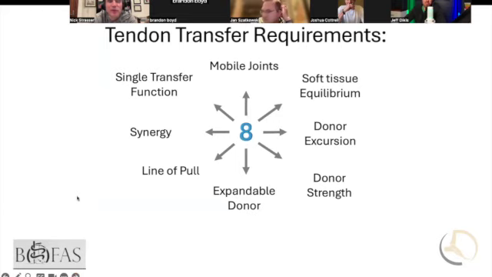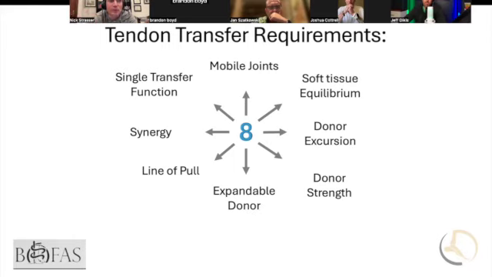All right, so tendon transfers. Just a couple things I thought were interesting. I borrowed this from the BOFAS. They put together some nice talks on tendon transfers. And when you think about tendon transfer requirements, there's several things that we have to stick to: mobile joints, soft tissue equilibrium, the ability for the donor to excurse, donor strength, expendable donor.